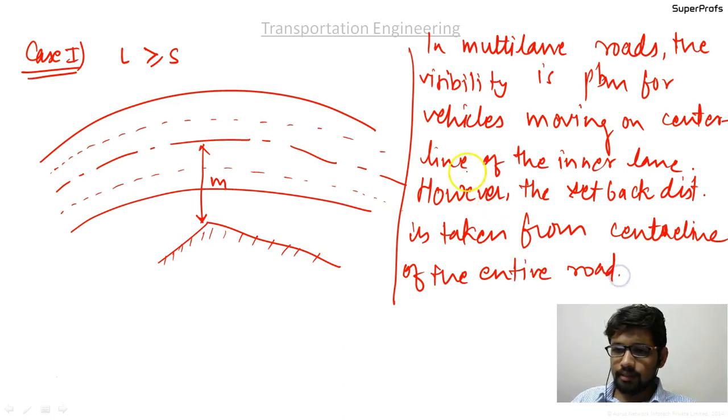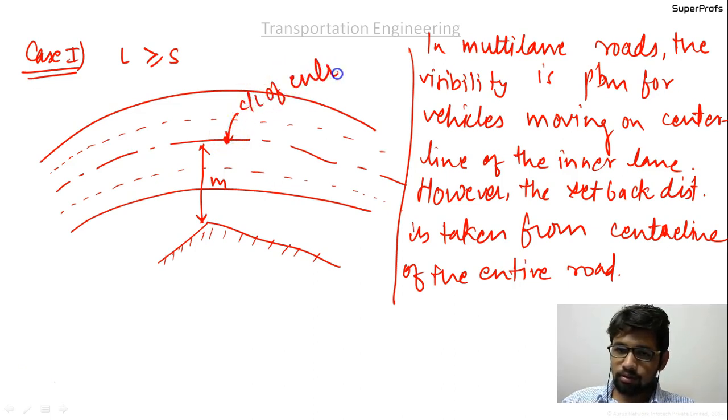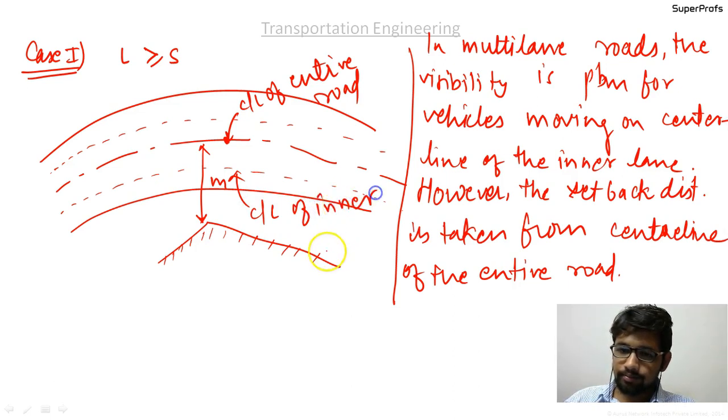Please keep this in mind that the visibility is a problem for the vehicles moving on the center line of the inner road. However, setback distance is taken from the center line of the entire road. So here this one is the center line of the entire road, and here is the center line of the inner lane.